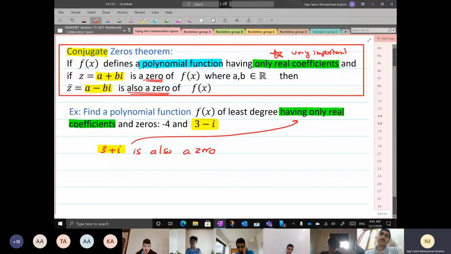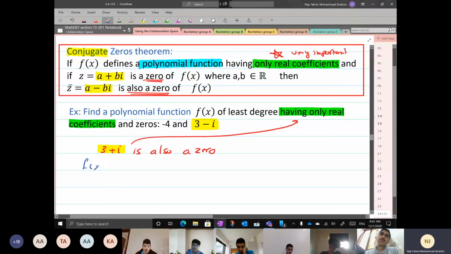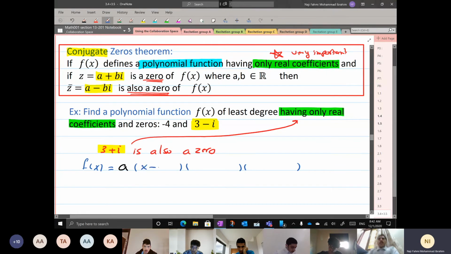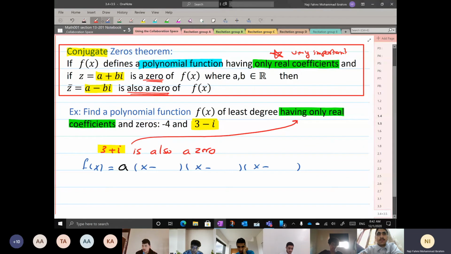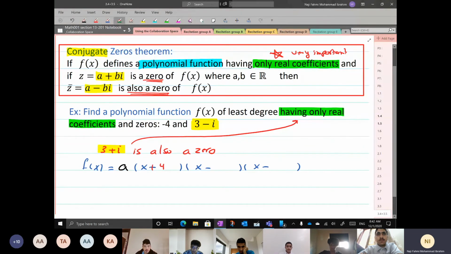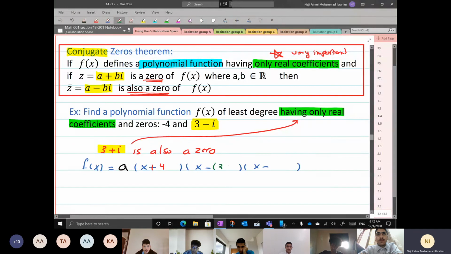So in total now, how many zeros do we know? 3. So if I want to form my polynomial, how many brackets will I open? 3 brackets. And of course, outside I will multiply by a. So what's inside now? x minus, x minus, x minus. And the first one, what should I write? Plus 4. In the second one, I will say 3 minus i. And the last one, 3 plus i.